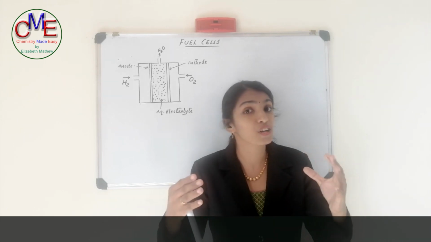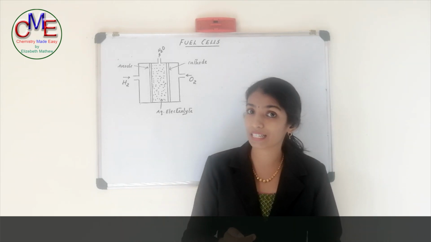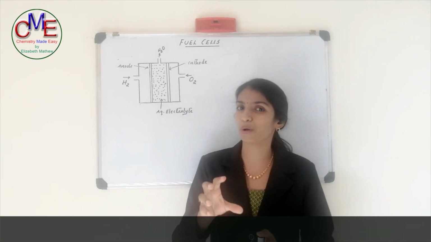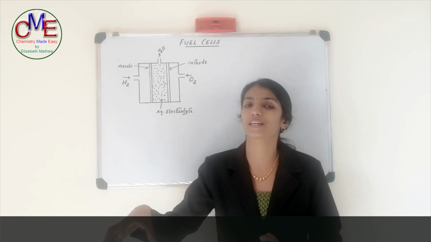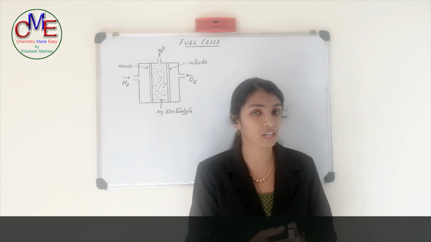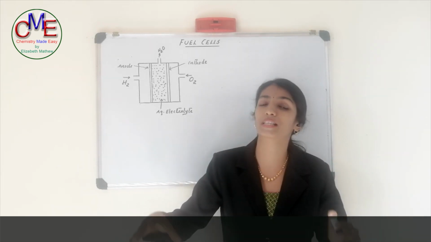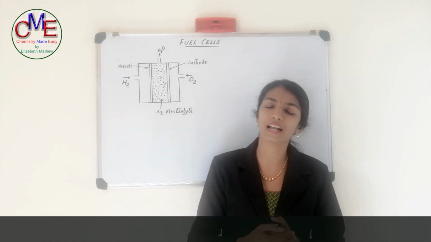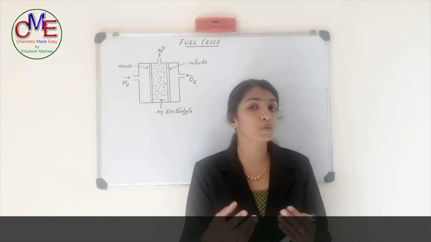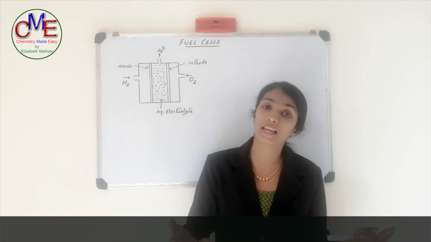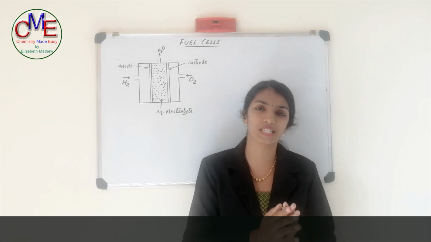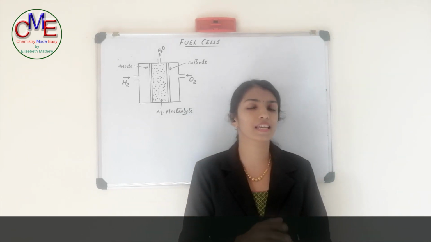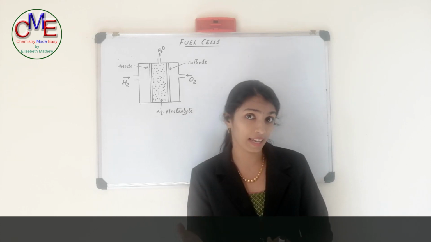But when we talk about a galvanic cell, what is a galvanic cell? A galvanic cell is used for producing electrical energy from a chemical reaction. So these galvanic cells are doing the same thing as thermal power plants. Here there is no problem of low efficiency, and no problem of environmental pollution. This galvanic cell is environment friendly.